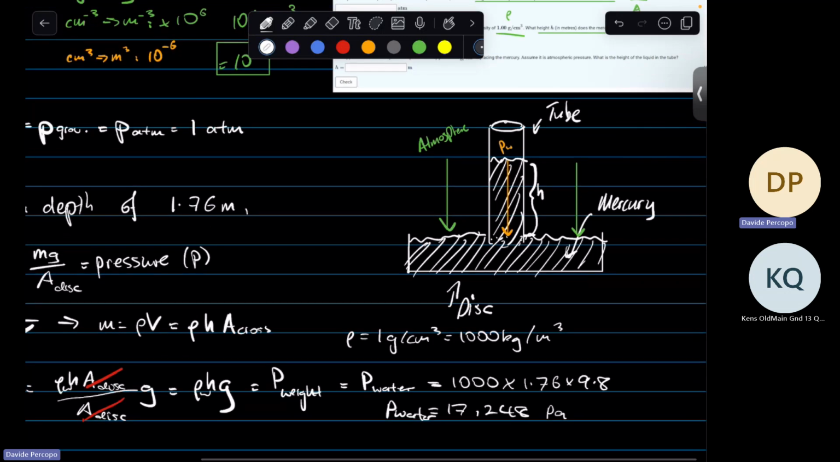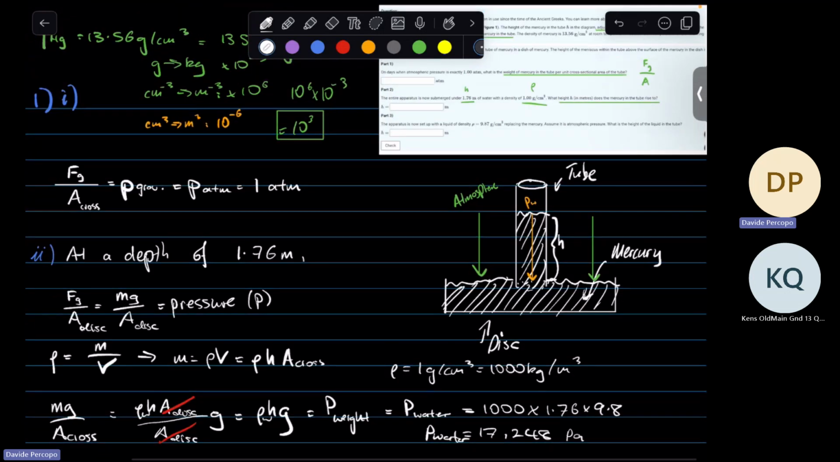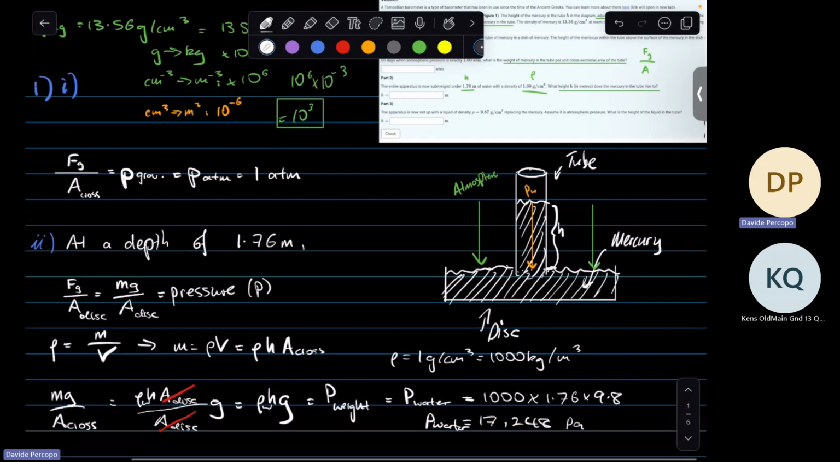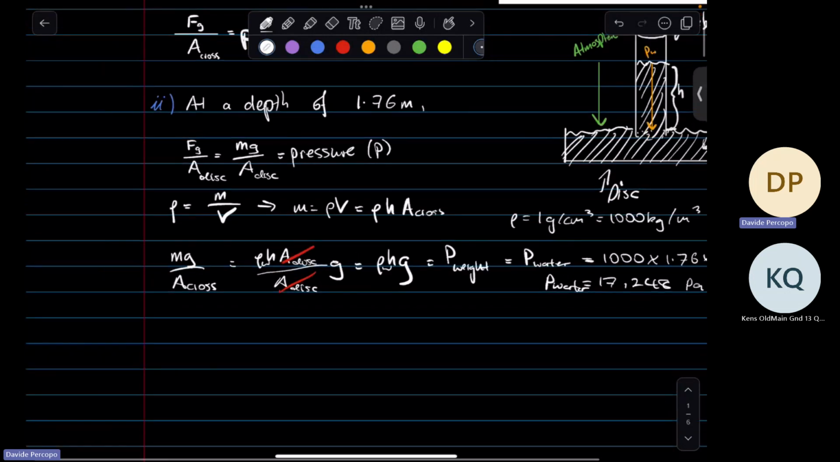Is anyone still not following? Is everyone all good? Yes? Okay. The reason why I wanted to find the pressure due to the water is because I need to find the total pressure acting on this system, so I can find the height of this apparatus here.